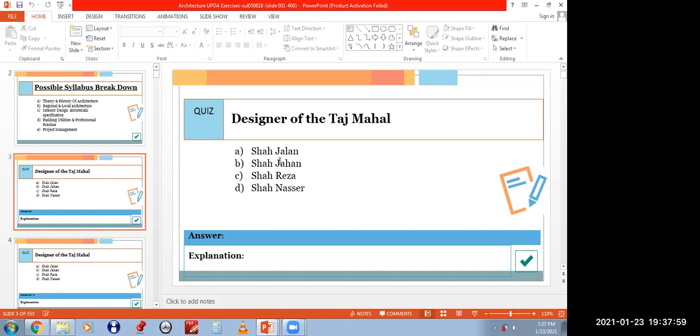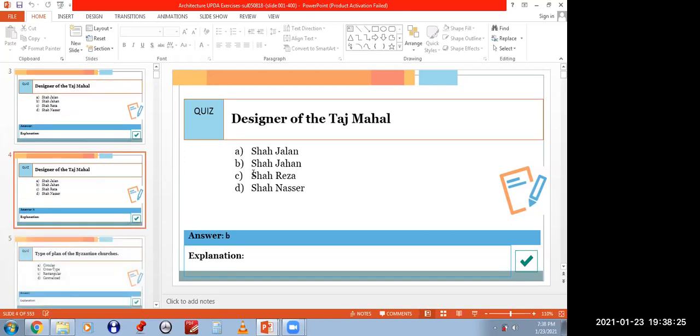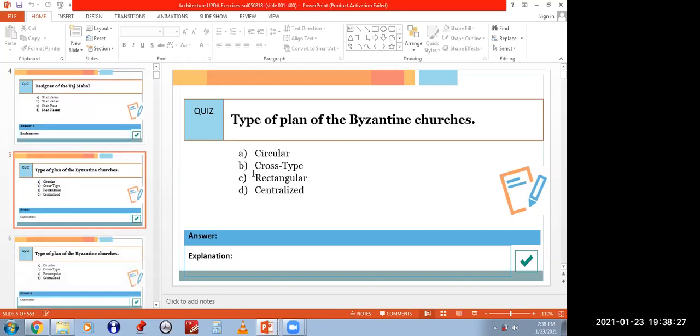Okay. So who knows the answer for this question? B. Shah Jahan. Okay, so our sessions will basically be questions like this, because we have to go through a lot of the material that is provided to us. So you need to be a little more interactive in the class to answer the questions, please. The answer is B. Okay, what's the type of plan of Byzantine churches?